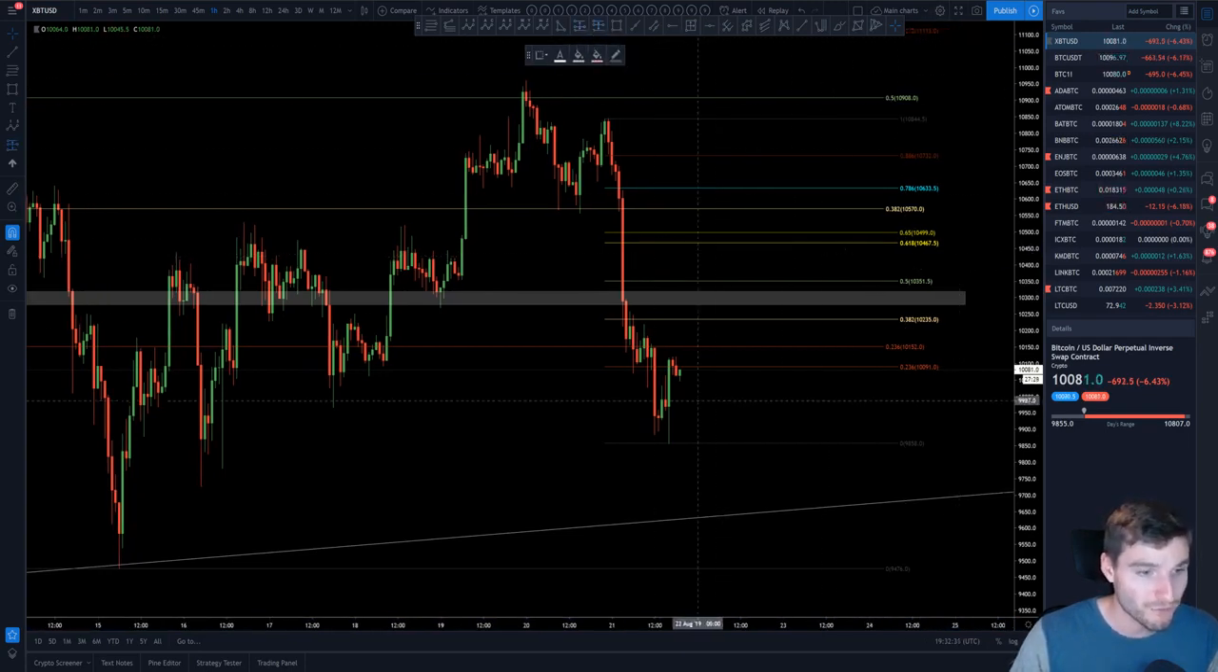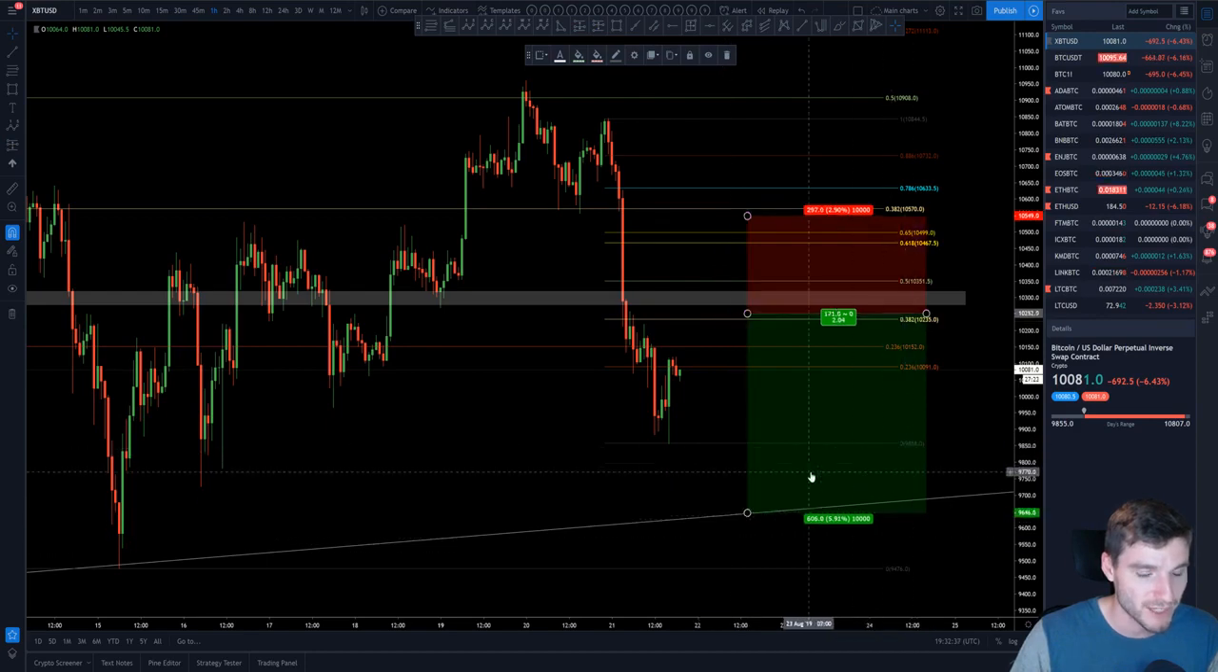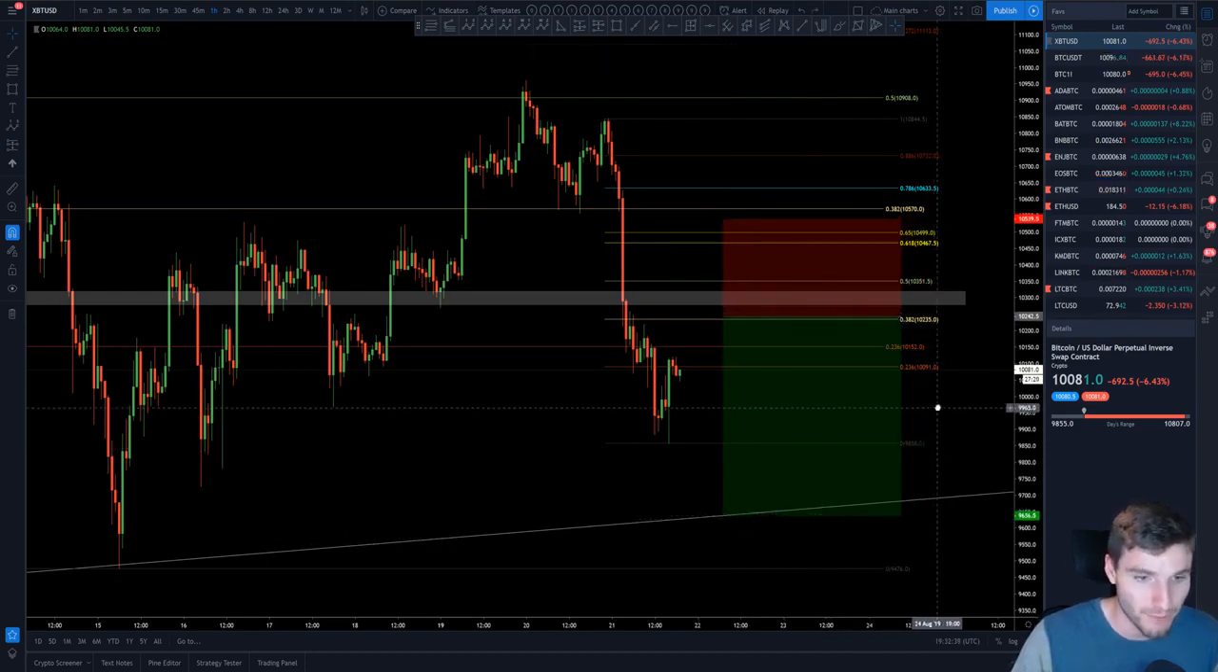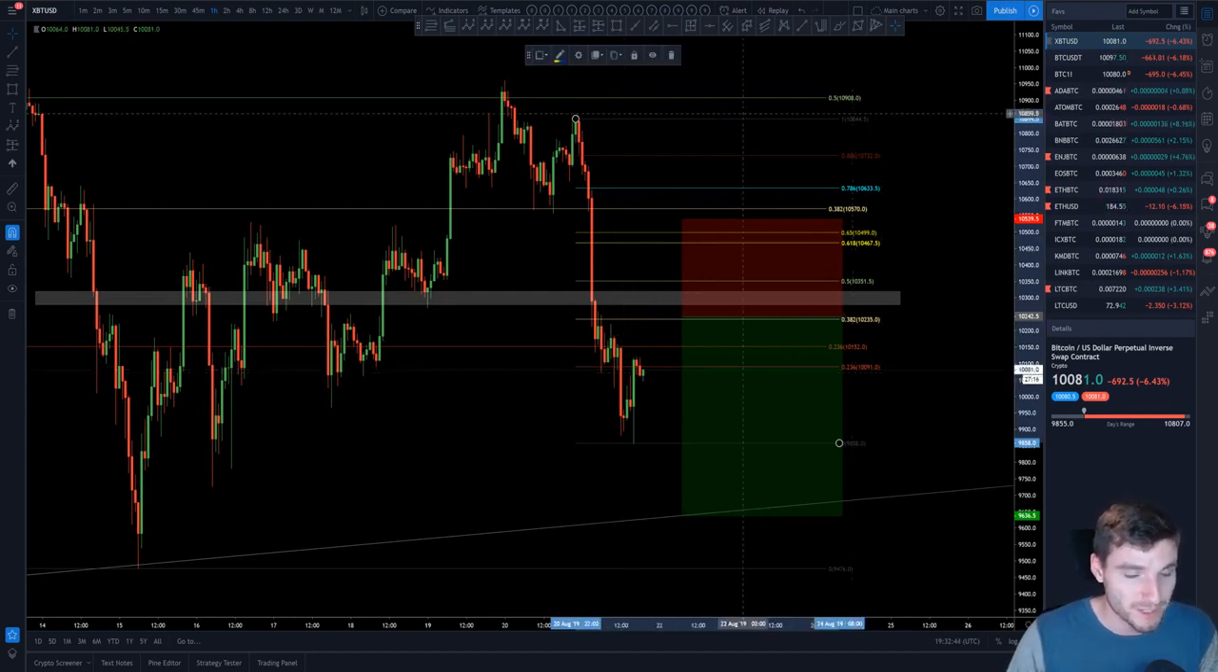Where if price gets up this high, we could look to compound this trade, to trade that back down if you're comfortable compounding. Obviously I've done a lesson on that too. So that's basically the next trade I'm looking to take if price comes up to there.